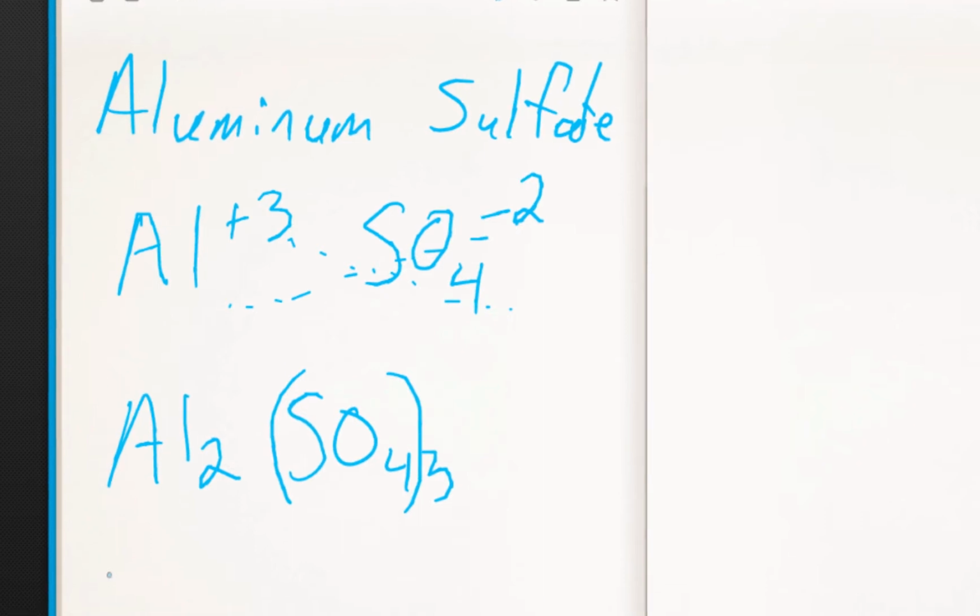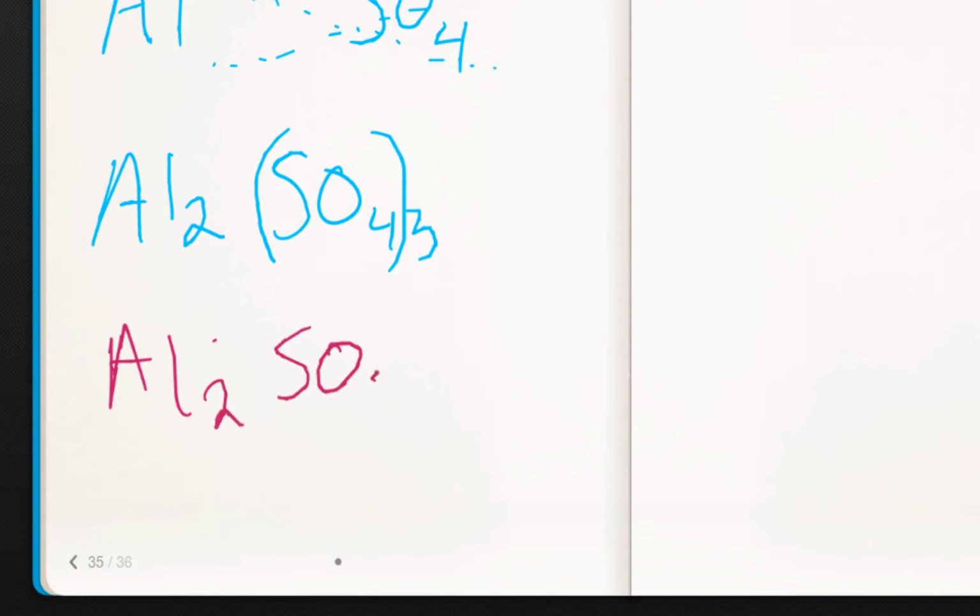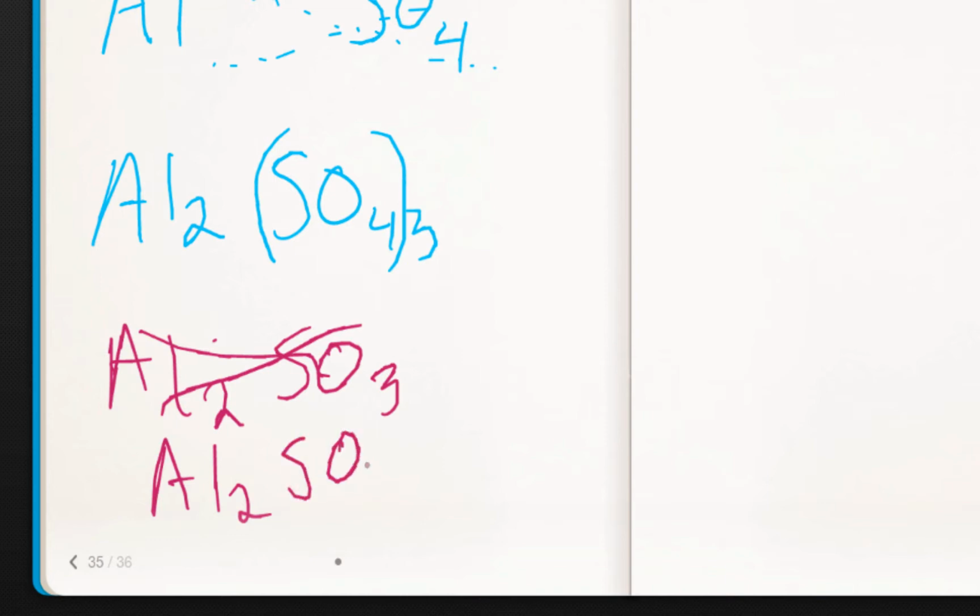You could not do this. Okay, I'll put the wrong one in pink. You could not do this, Al2SO3. You can't just replace the 4 with the 3. This is wrong because that's not how you write sulfate. You don't write sulfate SO3. You also don't do math with it. You don't go Al2SO12. You don't multiply the 4 and the 3 together. That would also be wrong.